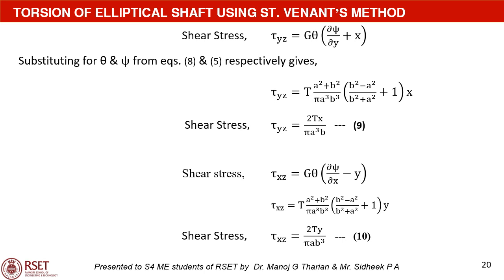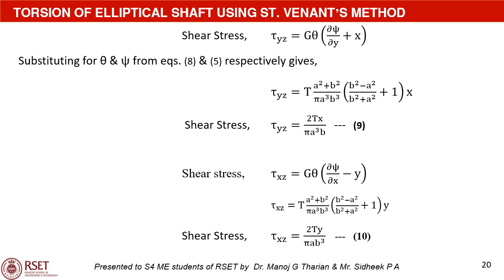To obtain the expression for the shear stress, we use the formula shear stress tau yz is equal to G theta into dou psi by dou y plus x. Substituting for theta and psi from equation 8 and equation 5 respectively will give tau yz is equal to T into a square plus b square divided by pi a cube b cube into b square minus a square divided by b square plus a square plus 1 into x. Simplifying, we get tau yz is equal to 2 into T into x divided by pi a cube b.